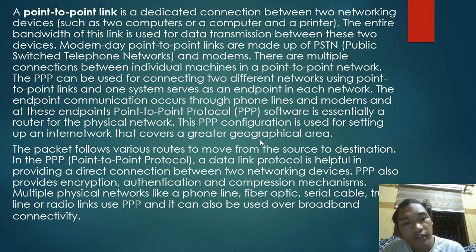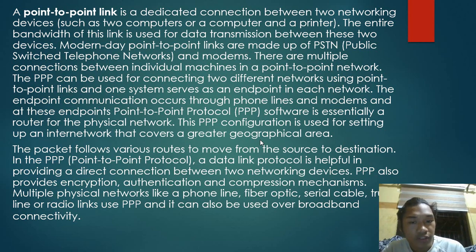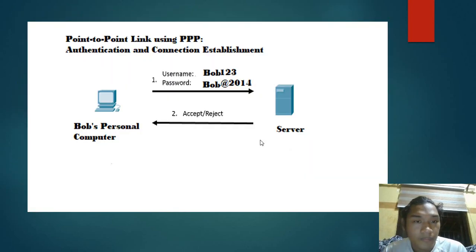In the PPP, or point-to-point protocol, a data link protocol is helpful in providing a direct connection between two networking devices. PPP also provides encryption, authentication, and compression mechanisms. Multiple physical networks like a phone line, fiber optic, serial cable, trunk line, or radio links use PPP, and it can also be used over broadband connections.